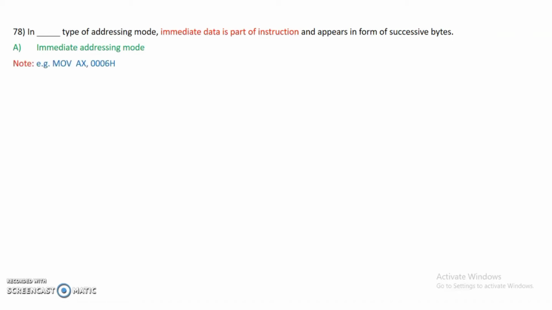Bit, like for example, I have given the example over here. Here I am moving the hexadecimal value 0006H. Whenever there is an H at the end of a value, it denotes hexadecimal data. So here 0006H is immediate data, which I am moving on to the AX register. This is nothing but immediate data. Here immediate data is part of my instruction, and that's the reason it has become the immediate addressing mode.